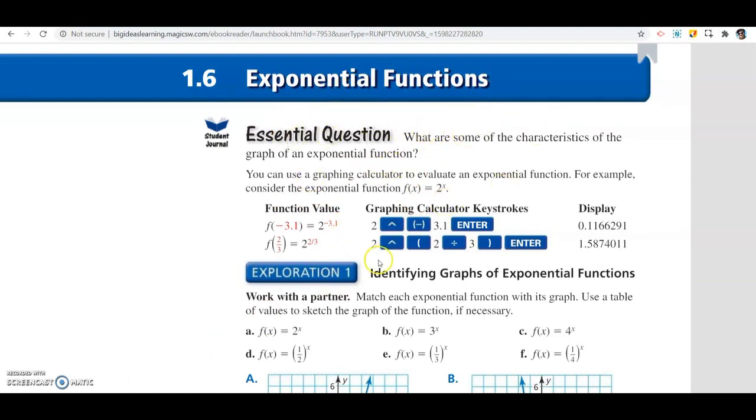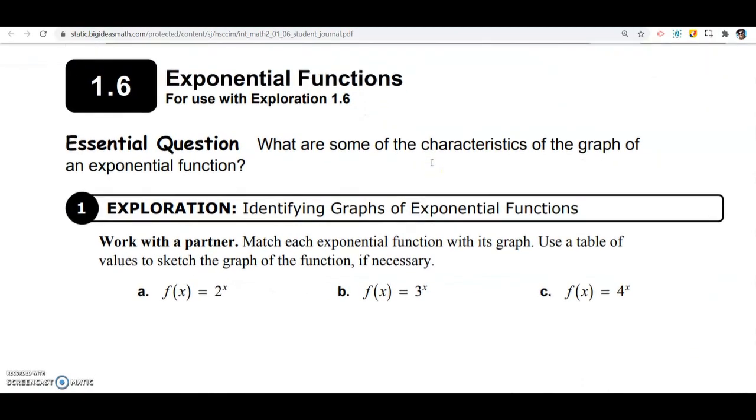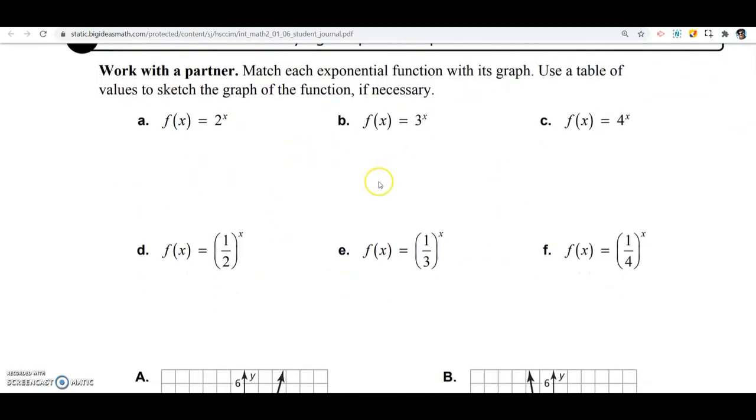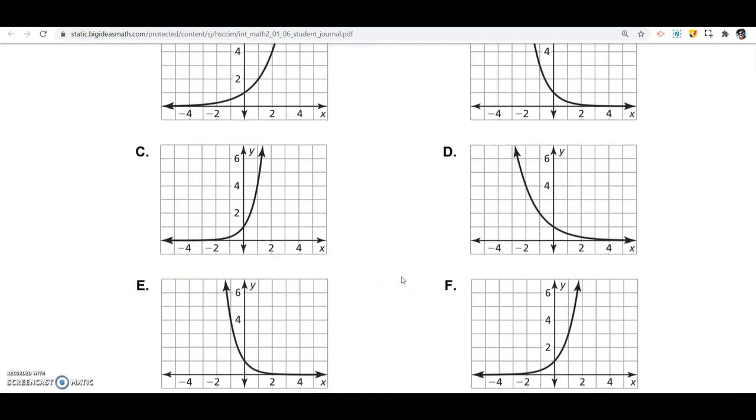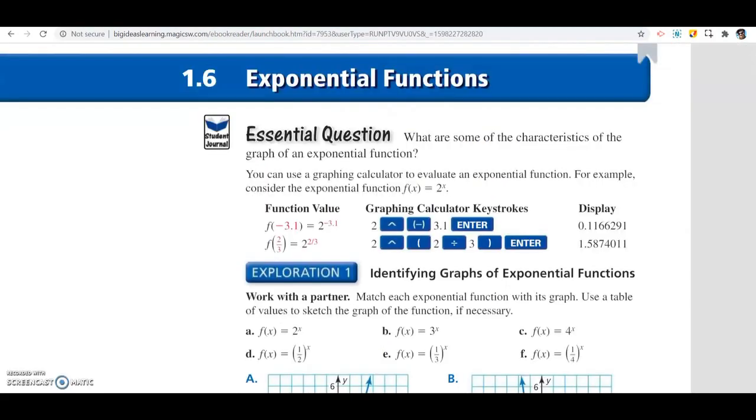This is technically the student journal, and you have this little icon here. If you didn't notice this, if you click here, it'll bring this up. This is what the actual student journal looks like. It's exactly the same, but it gives you room to write the table values and show your work. It also has the graphs pre-printed, but if you don't have a student journal yet, all the information is in the Big Ideas textbook, and you can also just write it out by hand.